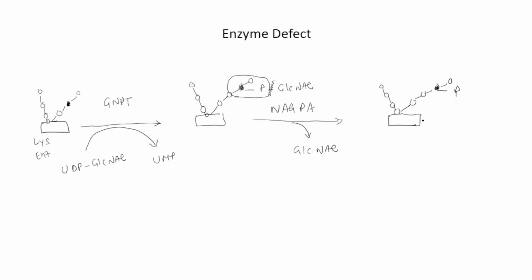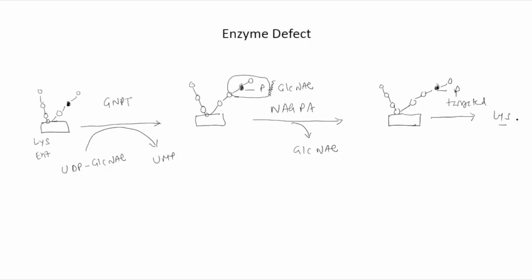Now it will be targeted to the lysosome, where specific mannose 6-phosphate receptors present on the lysosomal membrane will recognize this signal and take it up. This is how exactly mannose 6-phosphate is added to lysosomal enzymes. But what happens in ICL disease?